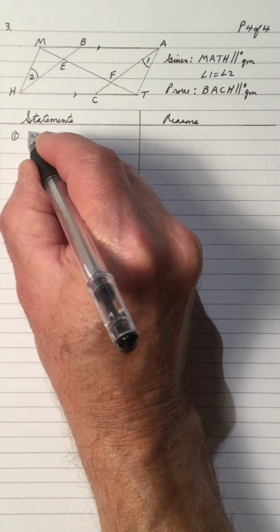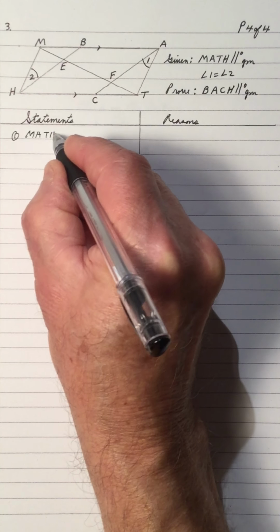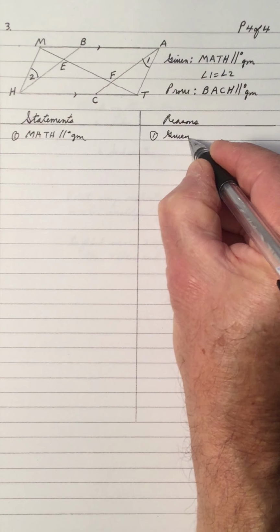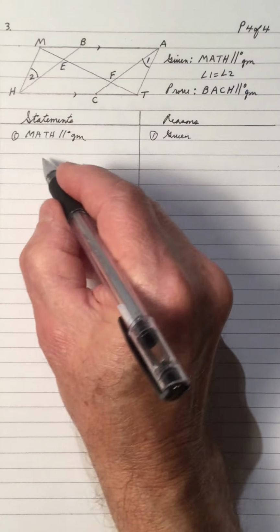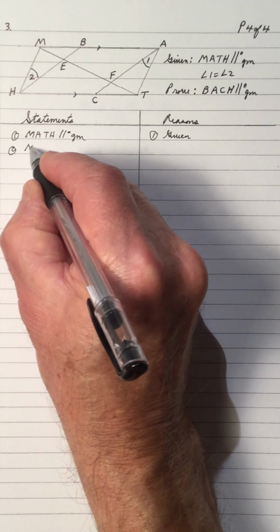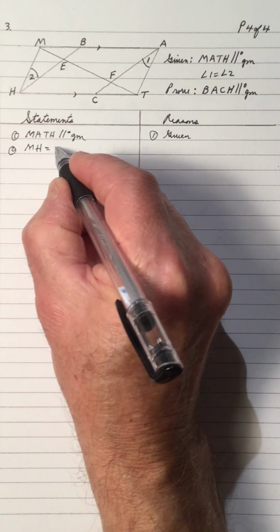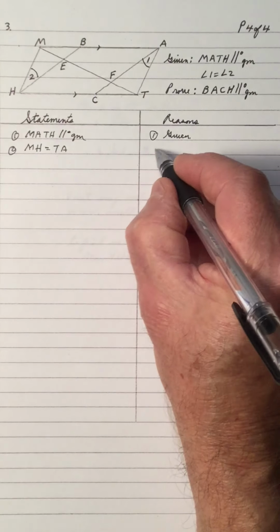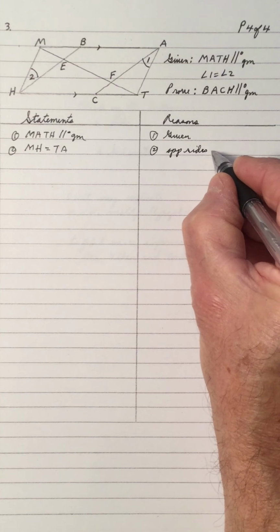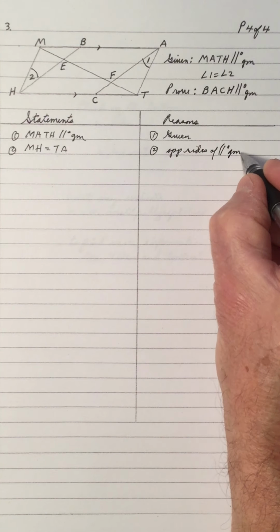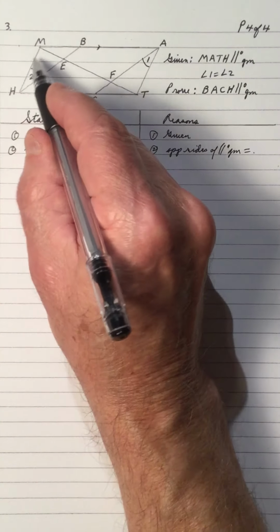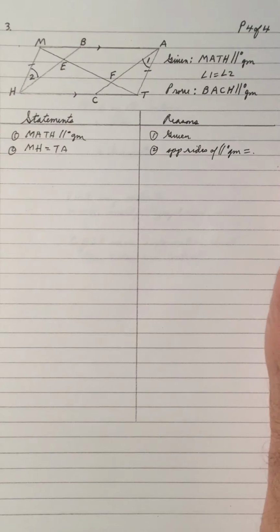Let's go with MATH is a parallelogram. And as a result of that parallelogram, that means that I have MH equal to TA. That's because the opposite sides of a parallelogram are equal. So here's the parallelogram. So MH equals AT.